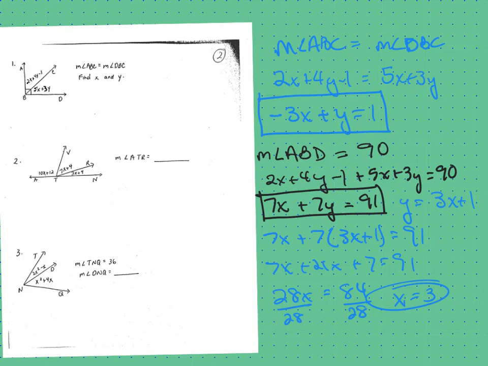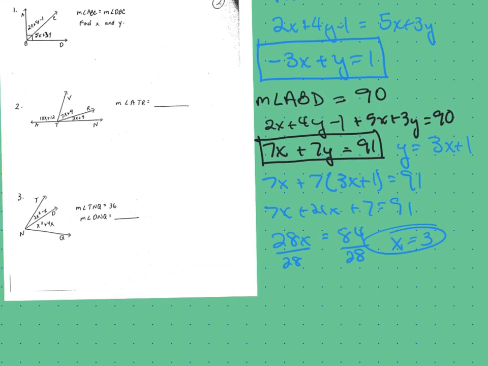All right, so now I'm just going to use back substitution. Since I solved for y, I just have to plug my 3 in for x, and I see that y equals 3 times 3 plus 1, so y equals 10. Okay, it's really important in this class that you're able to solve systems of equations. In other words, two variables with two equations. We'll use the elimination method often, but we'll also use the substitution method.